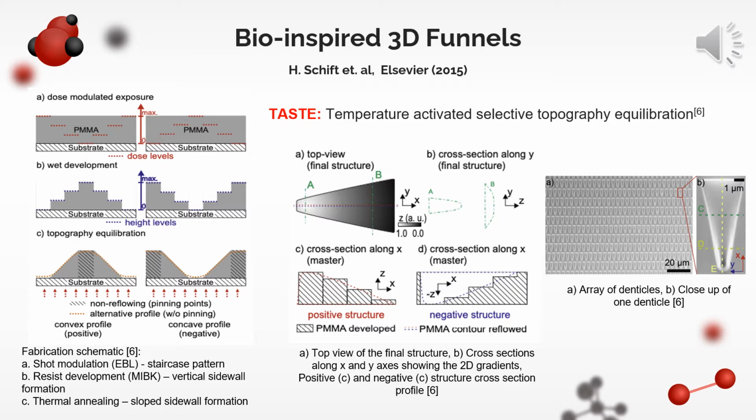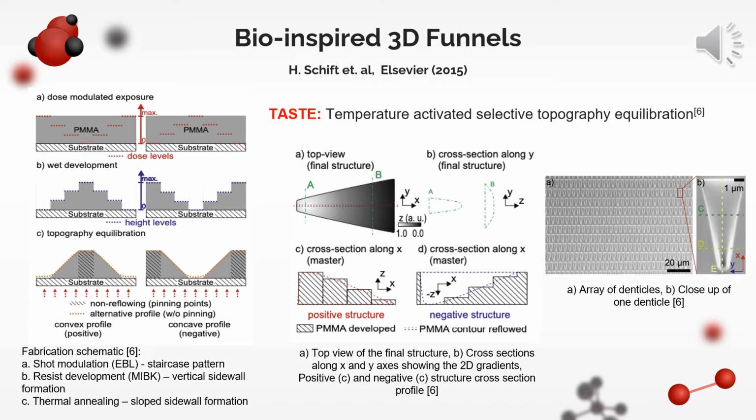Via lateral shot modulation, this group was able to create molecular weight variations in the respective axes. The larger the exposure dose, the more bonds are broken, which results in a lower molecular weight and therefore higher development rate. By controlling the temperature and exposure dose, this group was able to finely tune the structures they fabricated.